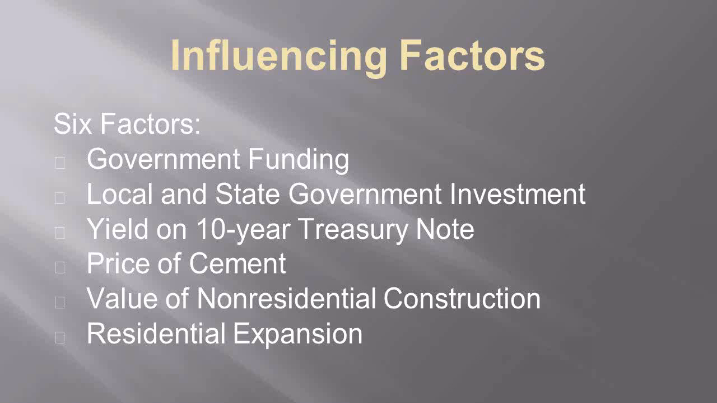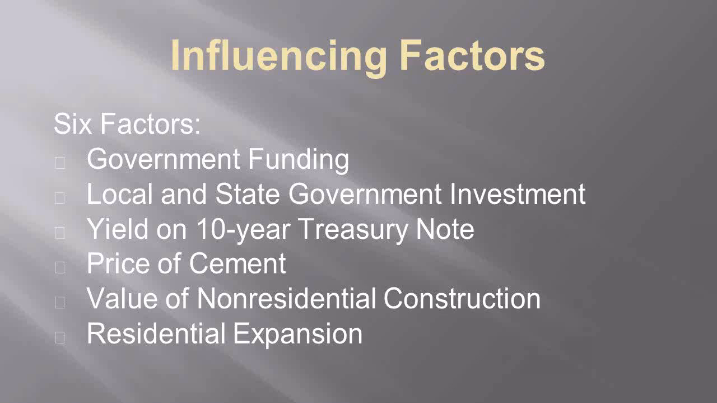Next, we have local and state government investment. According to IBISWorld report, local and state government investment in infrastructure is going to increase at a projected rate of 1.4% per year. But it's going to be slow because local and state governments have more pressing issues to put their funding towards, and they're going to have to take away from infrastructure. Some of these issues include taking care of the aging population. And there's also going to be an increase in the cost of doing these infrastructure projects, and that's because of the yield on the 10-year Treasury note and the price of cement.